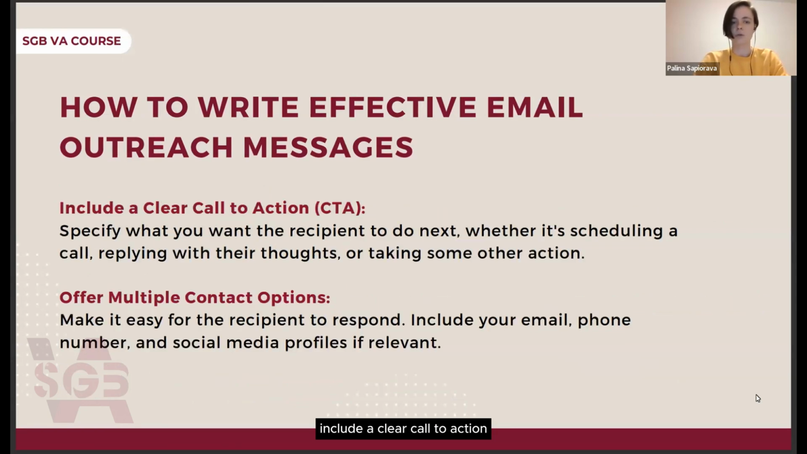Include a clear call to action. Specify what you want the recipient to do next. For example, would you like to schedule a call, probably reply, or take any other action? And offer multiple contact point options. Make it easy for the recipient to respond. You can include your email, your phone number, your social media profiles, if it's relevant. Provide the recipient with several opportunities to contact you back.